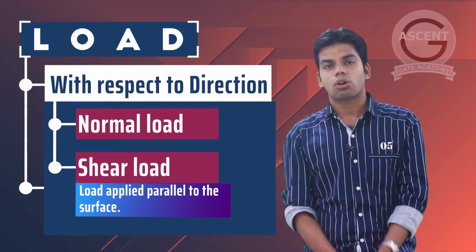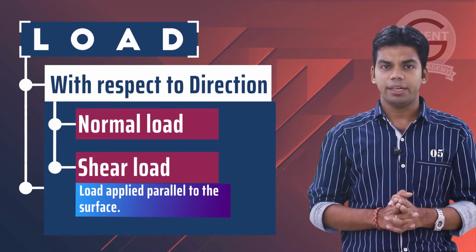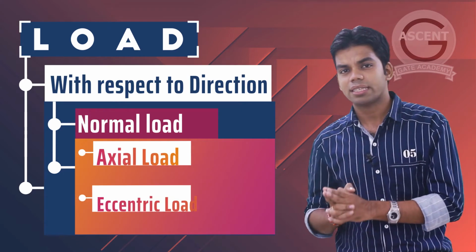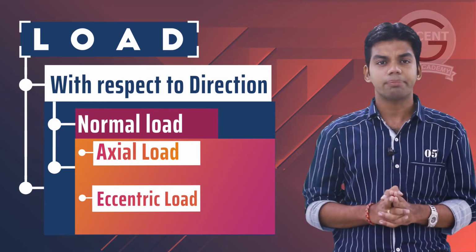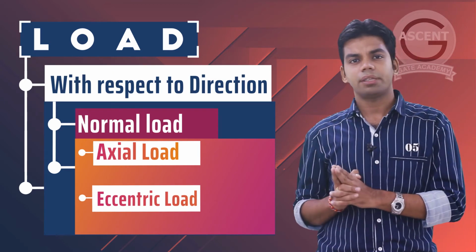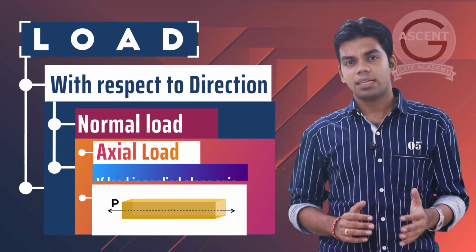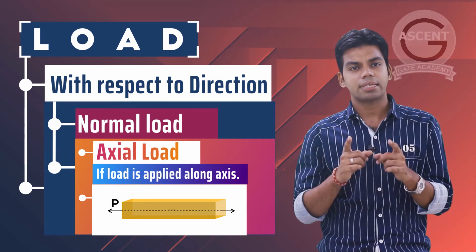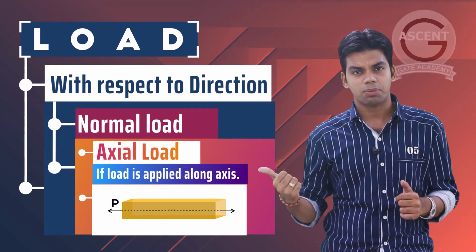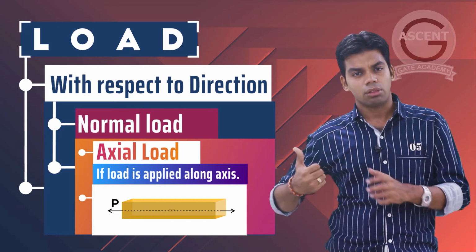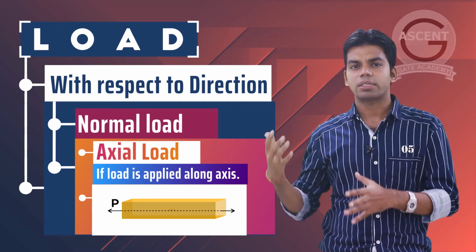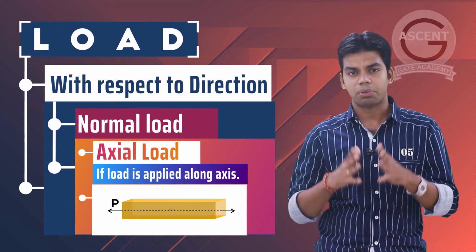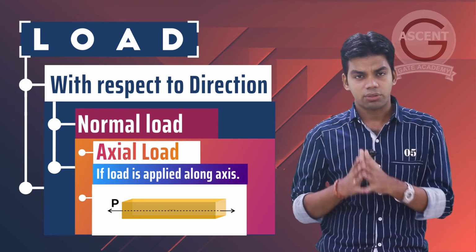Now further, this normal load can be further classified into axial load or eccentric load. Now what is axial load? Axial load means the load is acting along the axis, as you can see in this particular figure. Okay, here the normal load is acting. Why normal load? Because it is acting perpendicular to the surface, perpendicular to the cross section. That's why it is normal load.